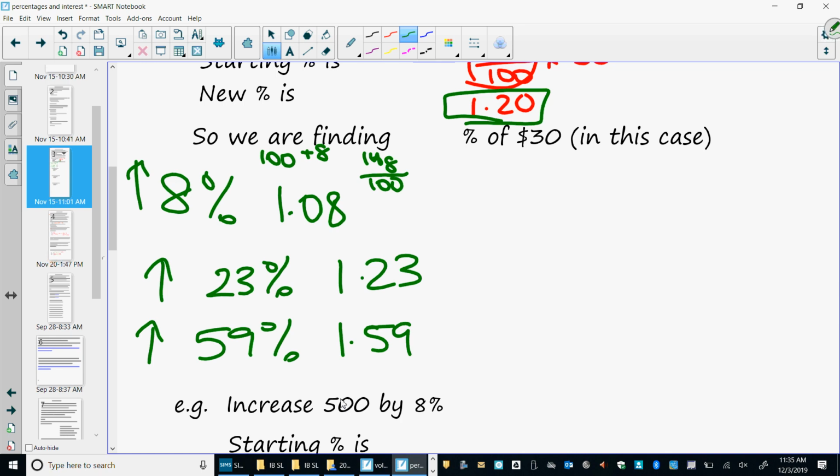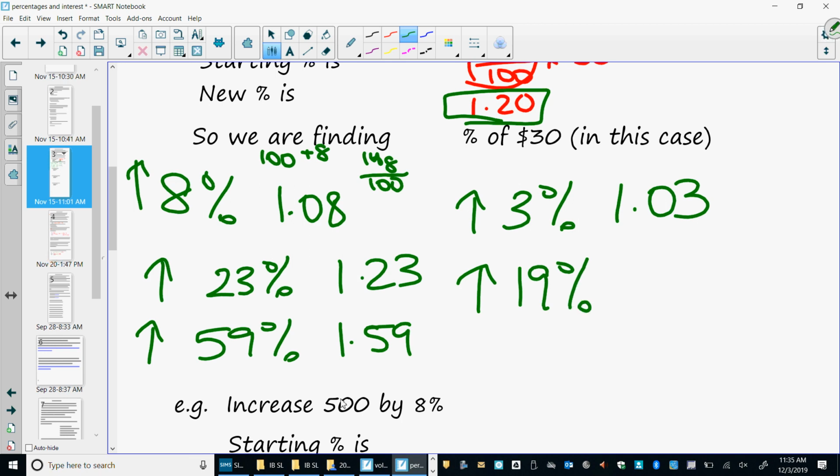Okay, just a couple more of these. I need to make sure that you understand this. If I was going to increase something by 3%, so it's not a big increase, what would I multiply by? Again, everybody's hand should be up. Sienna? 1.03. 1.03, good. If I was to increase it by 19%, Indigo, what would I multiply it by? Good. Okay, do we get the idea?